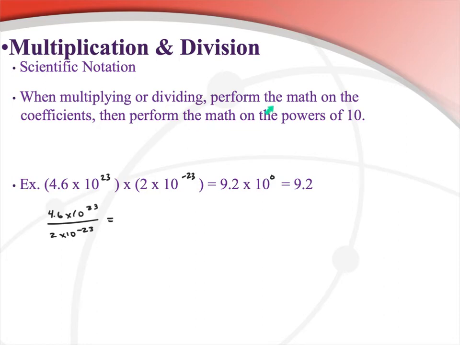Well, I perform the math on the coefficients. Okay. I have 4.6, and I have a 2, and I have a multiplication sign, right? So those things there, 4.6 times 2 is going to give us 9.2. So that's how we wind up with the first number, okay?